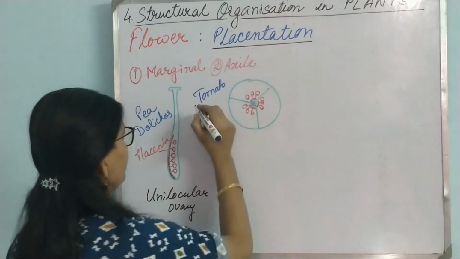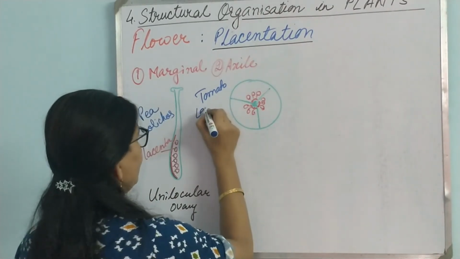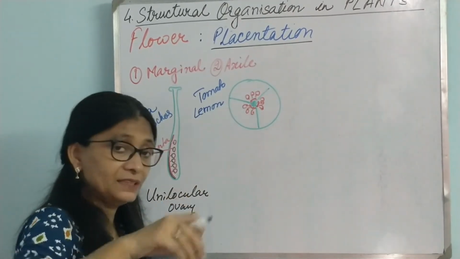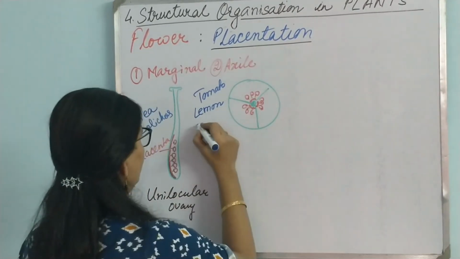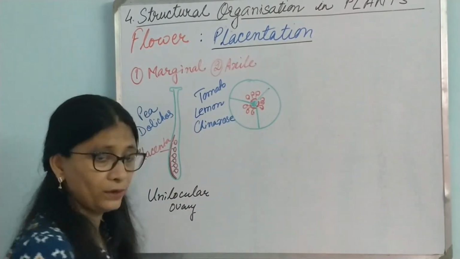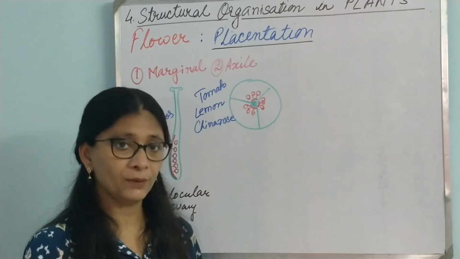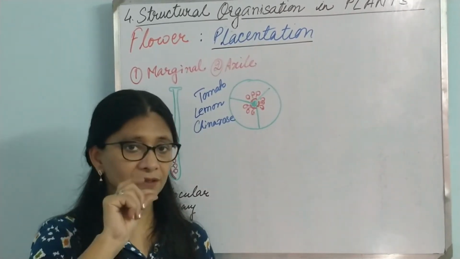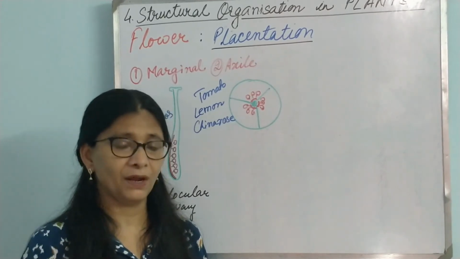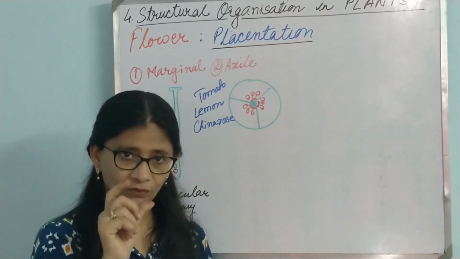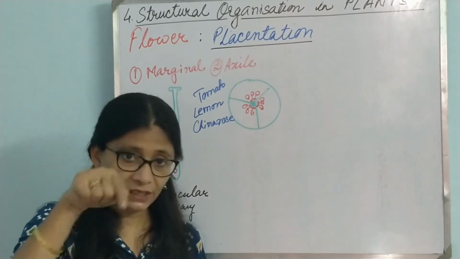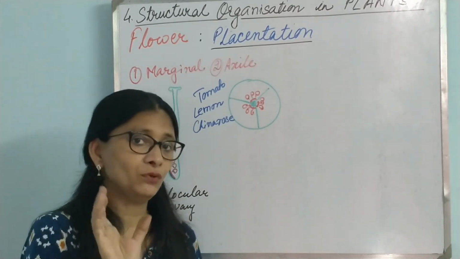So tomato, then comes lemon. In lemon also we see this condition. When we cut the lemon from the middle, we see the seeds are in the center. Lemon, China grass, China rose. This you might not have seen, but since you are a biology student now, those who have a China rose plant in the house, take the ovary of the flower and just bisect it, cut it in half and see how the seeds are arranged. Very beautifully you will be able to see.